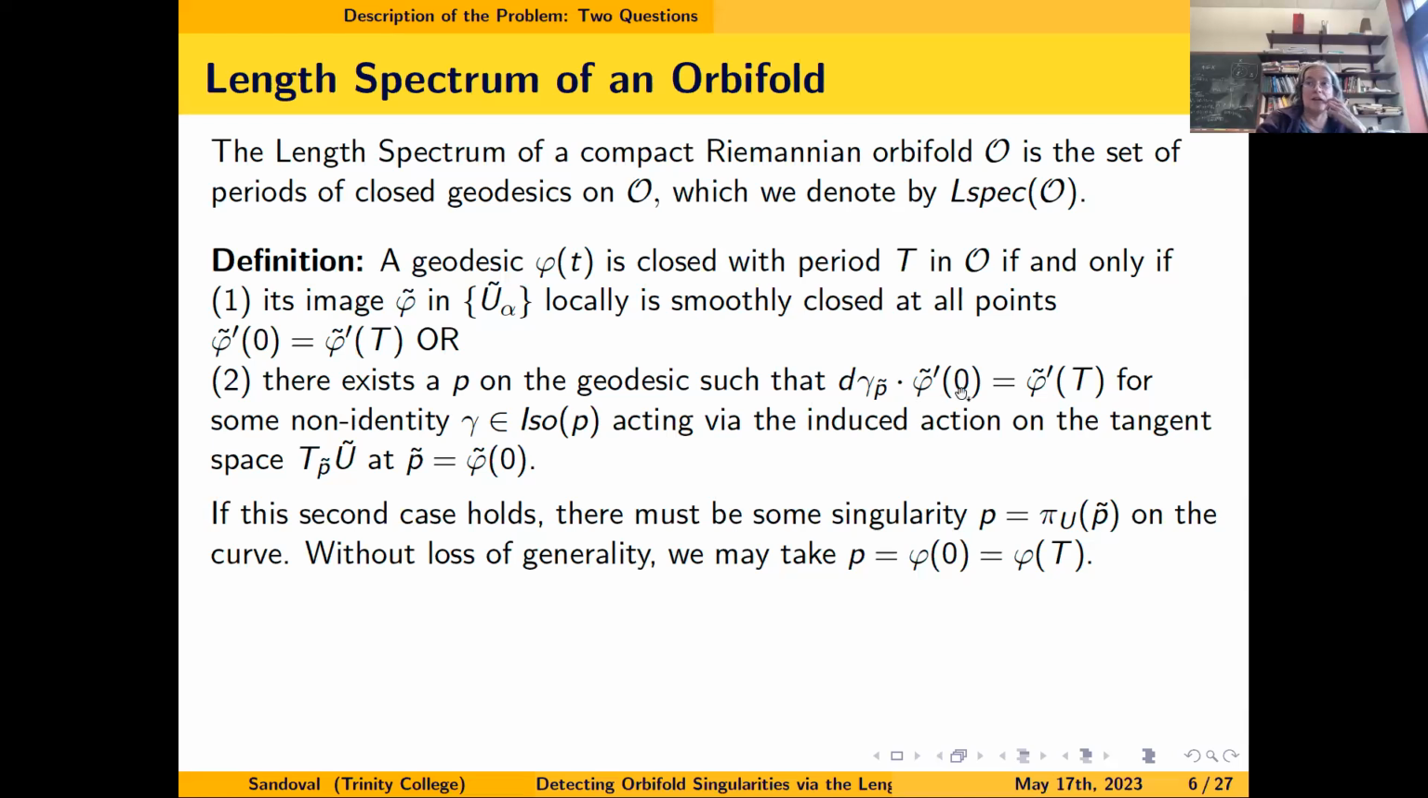basically the difference between the angles. So these tangent vectors to this curve are corrected by this thing, so that the isotropy element for some non-identity γ in the isotropy subgroup of P. Okay. Again, acting via the induced action on the tangent space. So if the second situation holds, there must have been a singularity on the curve. If all your closed geodesics avoid the singularities, then you're never going to see the second type.